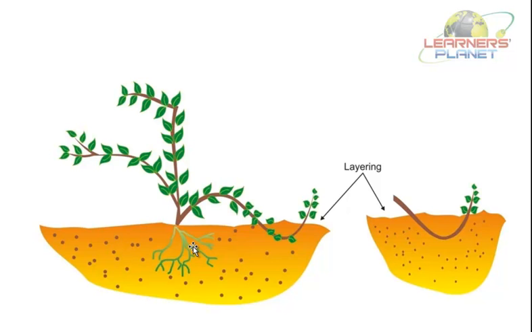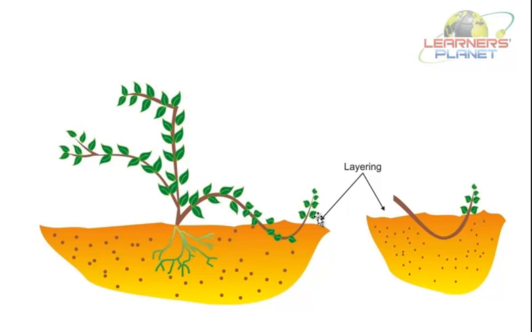In layering, first the roots are formed on the stem on the mother plant, and only after that the stem is cut off and is planted as the new plant. So plants grown from layering fruit earlier than the ones grown from seeds are different.